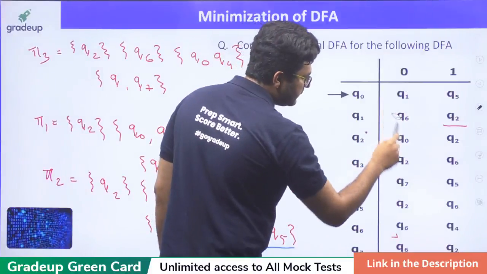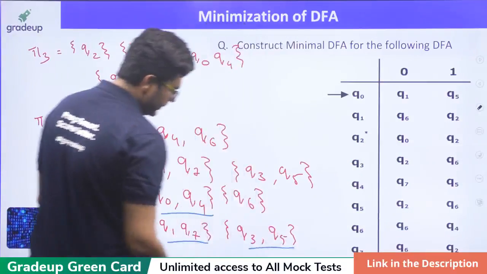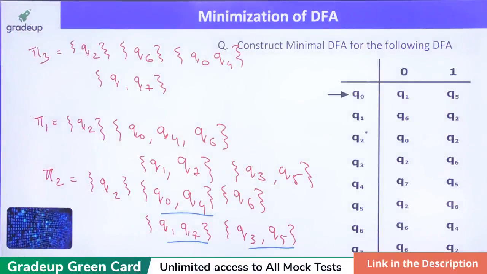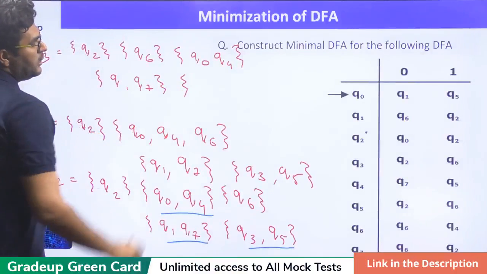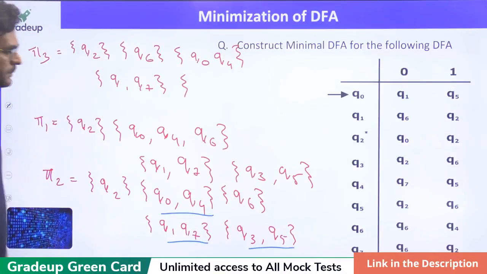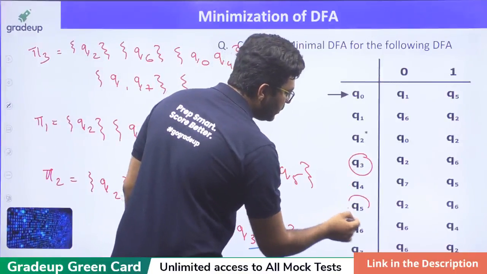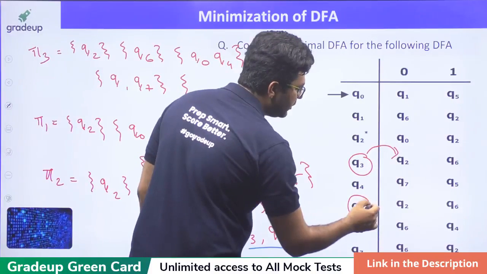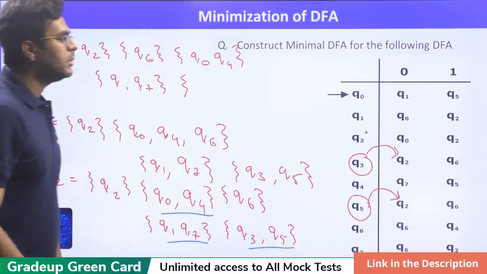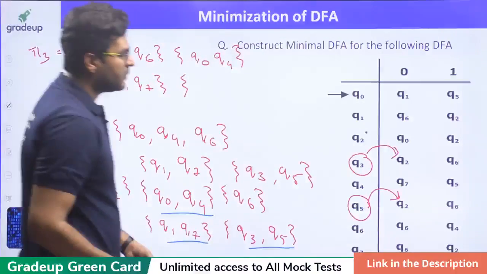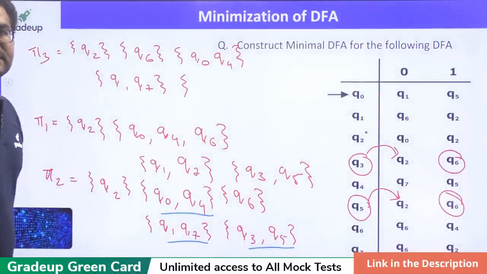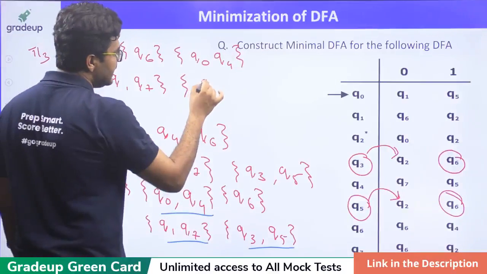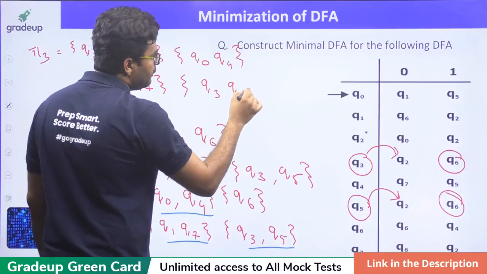Next, let me check for the last set of this question, that is Q3 and Q5. Okay guys, can Q3 come with Q5 or not? Here let me circle it out, Q3 and Q5. After analyzing 0, we are going to Q2. Both are the same states. On the other hand, we are going to Q6 and Q6, and Q6 will always be in the same set. So by this we can say that Q3 can come with Q5.